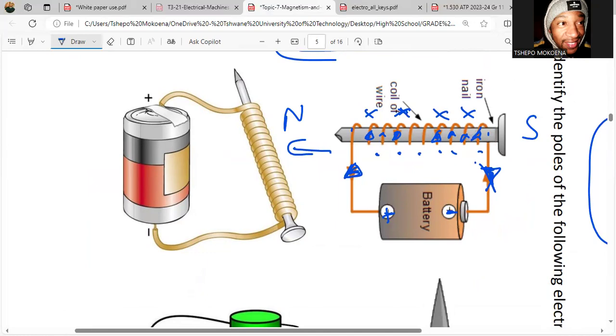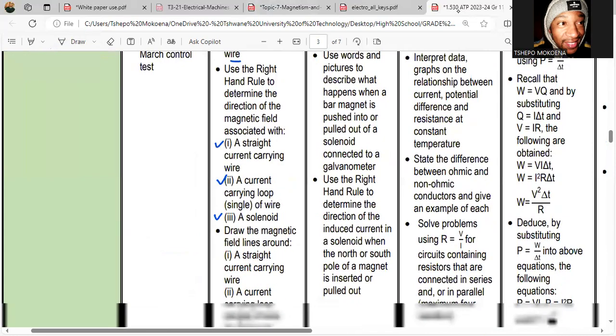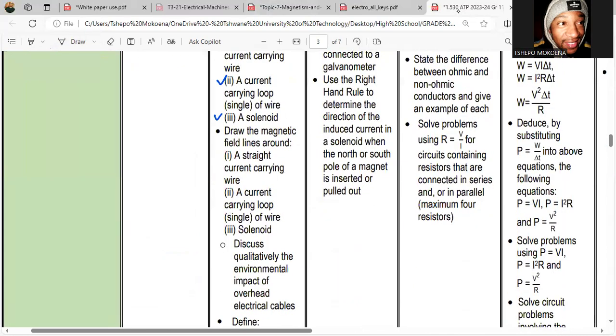And then according to our ATP, the solenoid is covered. So what is left? We're going to have to do these ones over here. So do you have the questions?